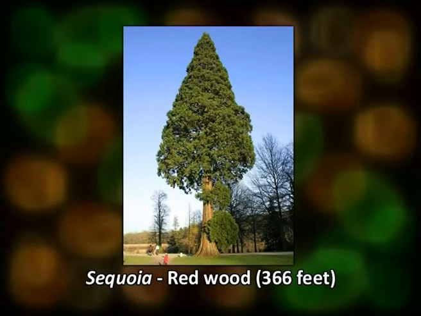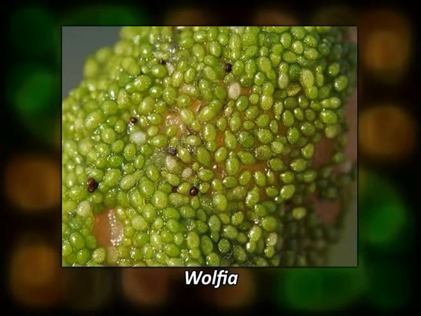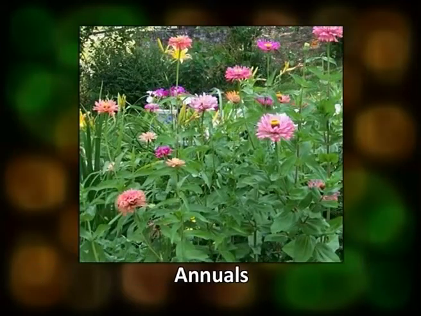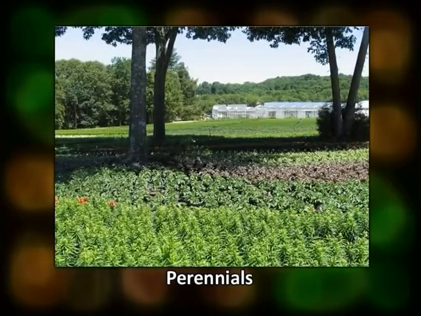Seed plants include the tallest tree, for example, redwood, sequoia, which is 366 feet high, Australian eucalyptus regnans, 333 feet high, and the smallest plant, Wolfia species. Seed plants include annuals, biennials, and perennials. Herbs greatly outnumber the woody plants in genera and species.